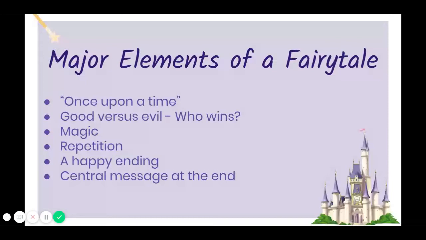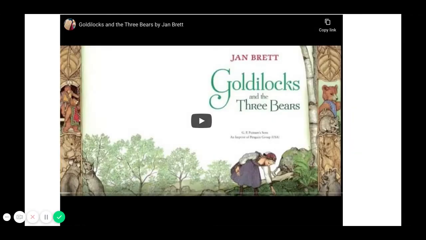Repetition is when words and lines from the story are repeated over and over. At the end of the story, there's normally a central message or something that the author wants us to learn. Today, I'm going to share the fairy tale Goldilocks and the Three Bears.